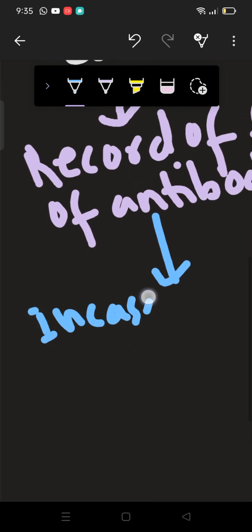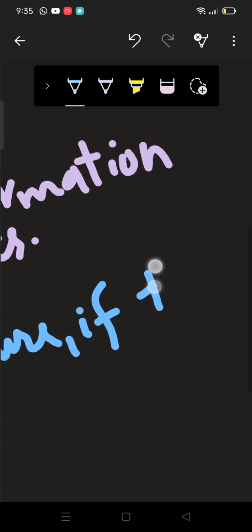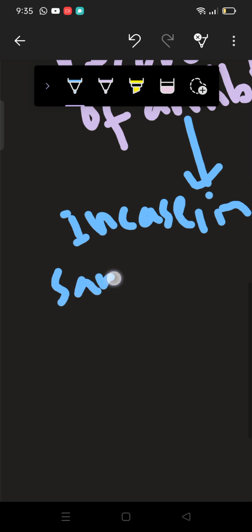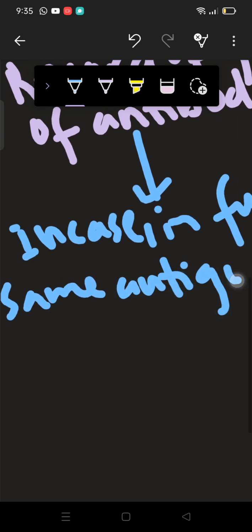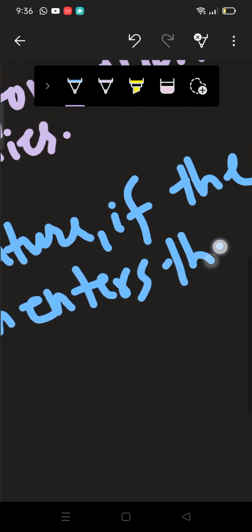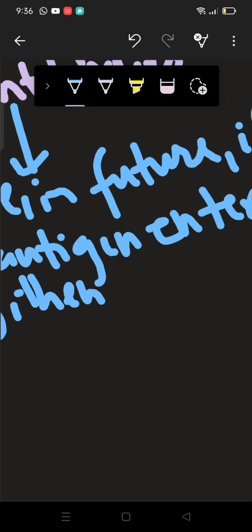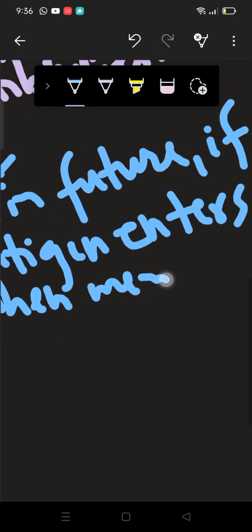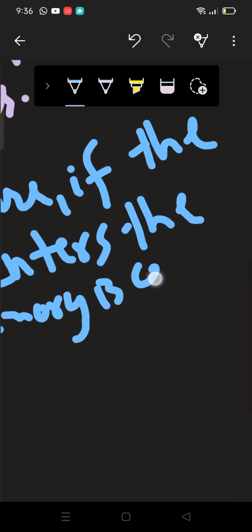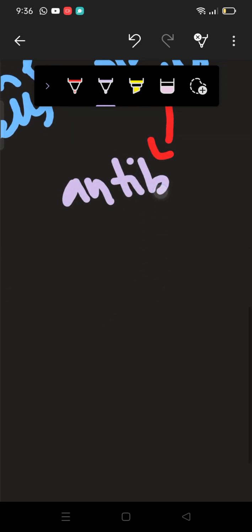Alright, so in case in future, if the same antigen, a foreign particle, enters the body, then these memory B cells would be converted into plasma B cells, and plasma B cells are responsible for what? For the production of antibodies.